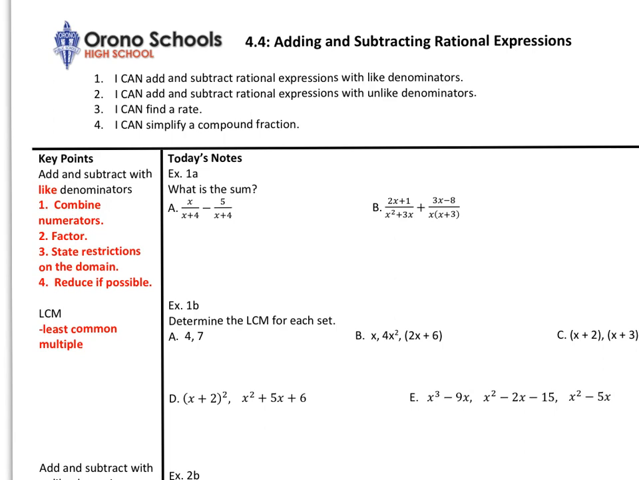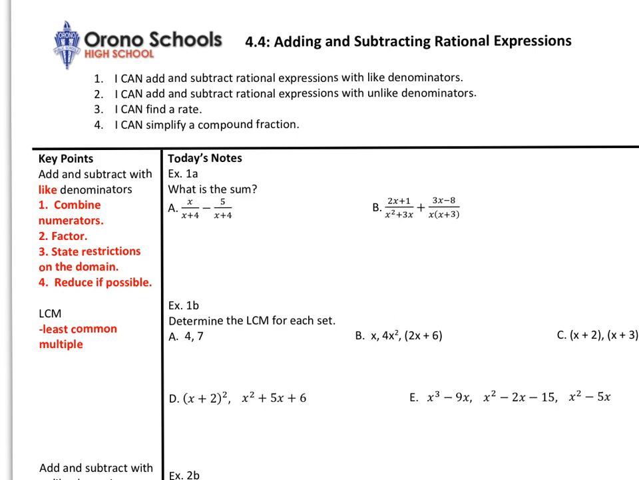Lesson 4.4, Adding and Subtracting Rational Expressions. In this lesson, we'll take what we've done so far with simplifying rational expressions and add and subtract. We'll start with like or common denominators.